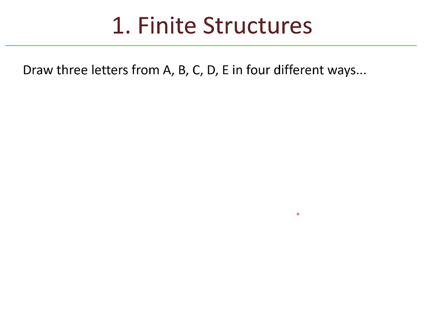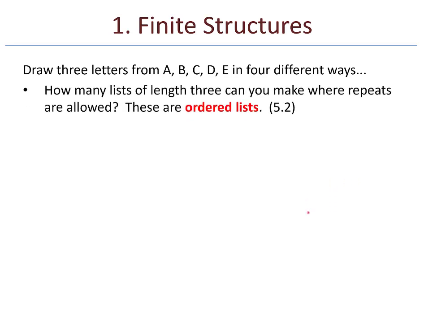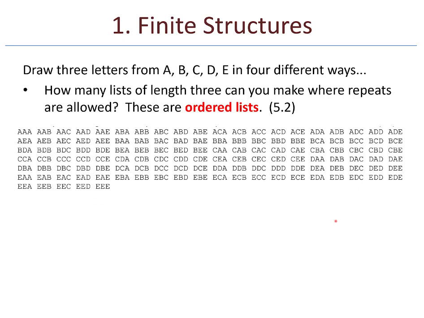Section 1, Finite Structures. There are 4 different types of problems that we will run across in this chapter. Let's talk about these 4 different problems. Imagine that you draw 3 letters from among A, B, C, D, E. You can do this in 4 different ways. Maybe you ask, how many lists of length 3 can you make, where repeats are allowed? These are ordered lists. Here we go. Here's what they are. These are all the ordered lists where I draw 3 elements from A, B, C, D, E.